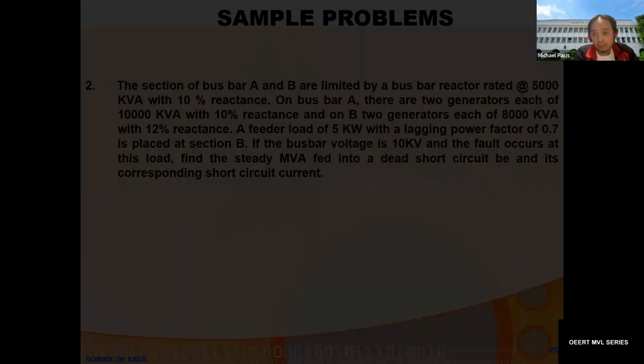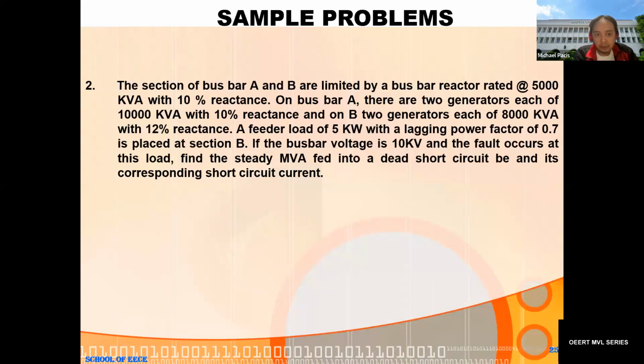So, we can have problem number 2. The sections of bus bars A and B are linked by a bus bar reactor. This is almost a ring system, rated 5,000 kVA with 10% reactance. On bus bar A, there are 2 generators, 10,000 kVA each, with 10% reactance. On B, you have 2 generators as well, 8,000 kVA with 12% reactance.